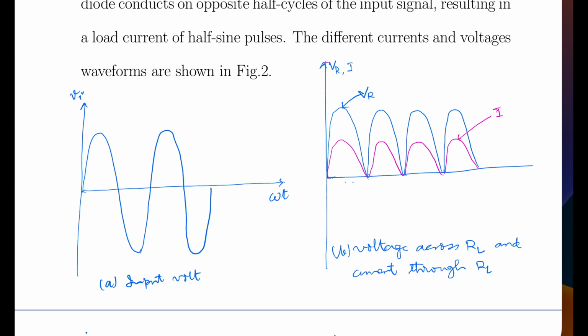So if you multiply the value of the current by the resistance, you get the potential across the resistance. So this is the graph of VR, the potential across the load resistance. And this, in pink color, is the current through the load resistor. Clear?